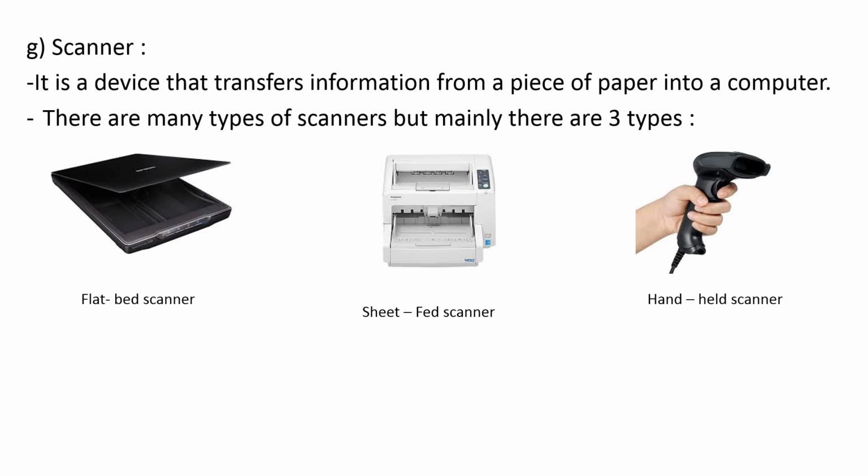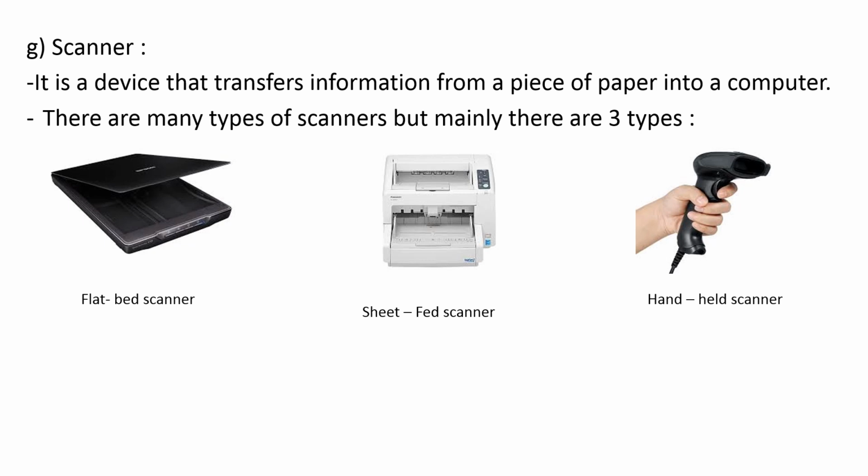You will find this sheet-fed scanner in the modern printers that we are using nowadays. Understood the difference between flatbed and sheet-fed scanners? Flatbed scanners are very much similar to a photocopy Xerox machine. Sheet-fed scanners look like a small portable printer. This type of scanner you will find in the modern printers that we are using nowadays.